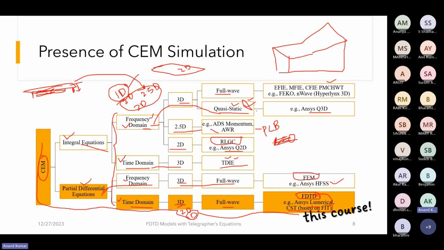And if your wave is propagating through the structure, for example wave propagation is occurring through the structure, that is a full wave simulation. So if your process is very slow, for example a problem like a charge distribution on a plate, you can just solve it using quasi-statics. But if there is current flowing through the structure, that will come inside a full wave problem.